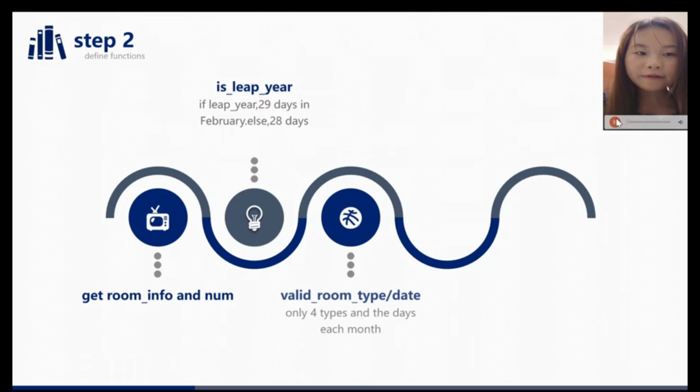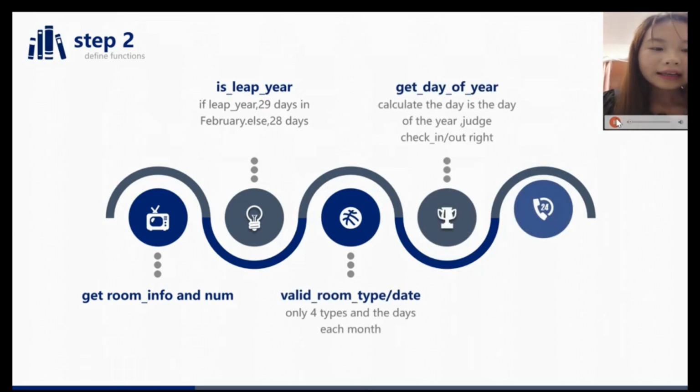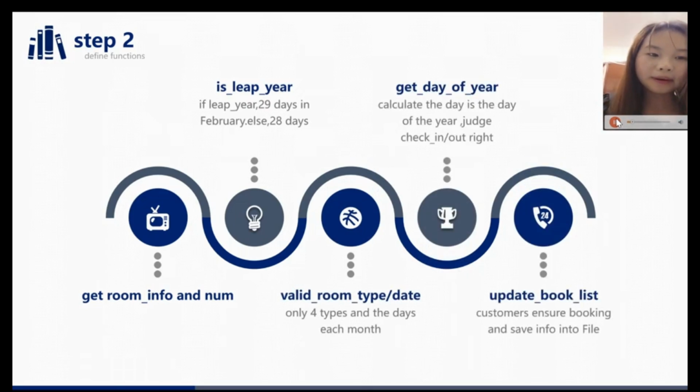2. Define functions. Get room information and number. Is leap year. Is leap year: 29 days in February, otherwise 28 days. Get day of year. Calculate the day of the year, just for check-in or check-out.